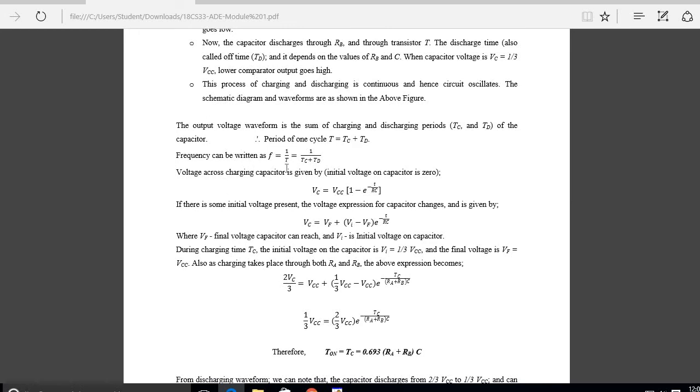Frequency is always the reciprocal of time. You know that this is the basic formula. Frequency is always the reciprocal of time, where I know that T is TC plus TD. Okay, so the voltage across the charging capacitor is given by this one.